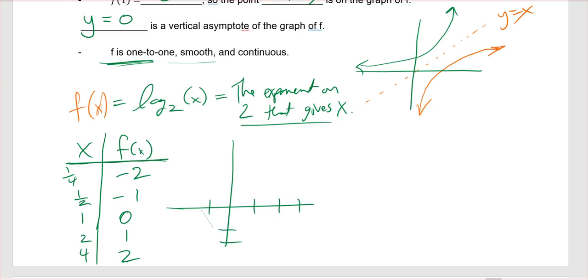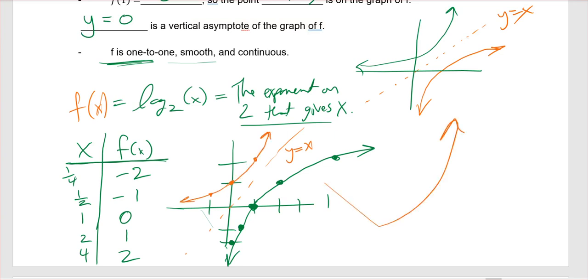So 1/4 goes with -2, so we're going to be down here. 1/2 goes with -1, so that's about there. 1, 0 is there. 2, 1 is there. 4, 2 is there. So that looks an awful lot like that, right? And we should notice, again, that we've got our reflection about the y-axis would give us our exponential function, just like we did up here.